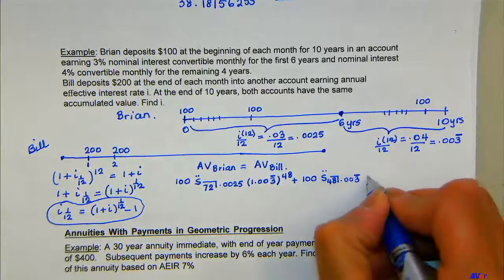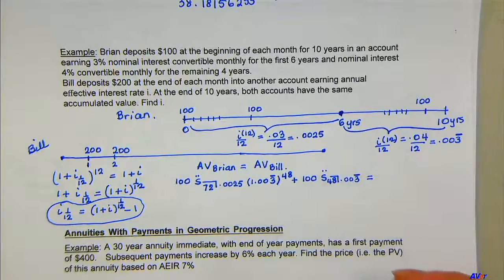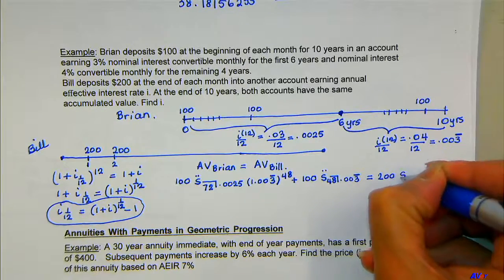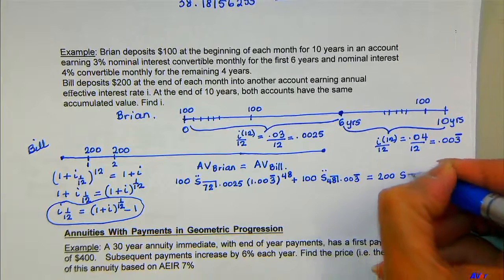Okay, now set this equal to the accumulated value of Bill, which is what? Bill's payments are monthly. 200 s angle, how many months?